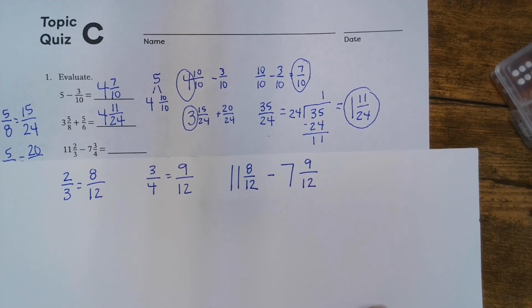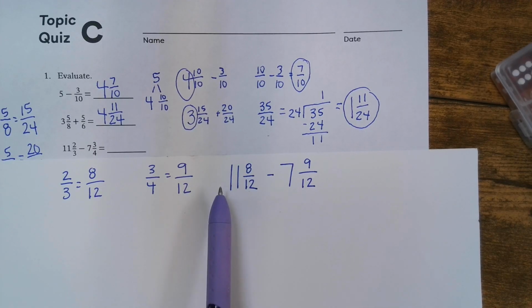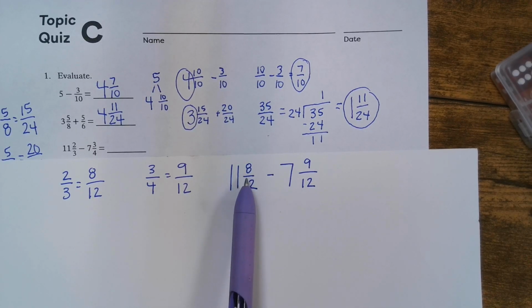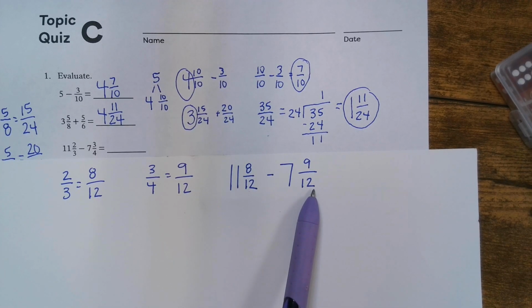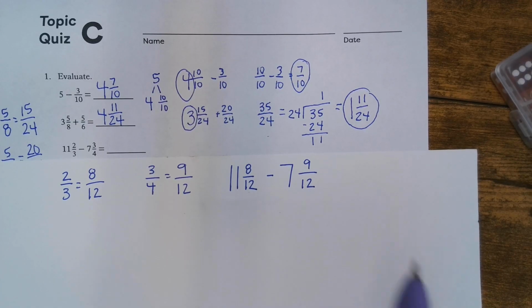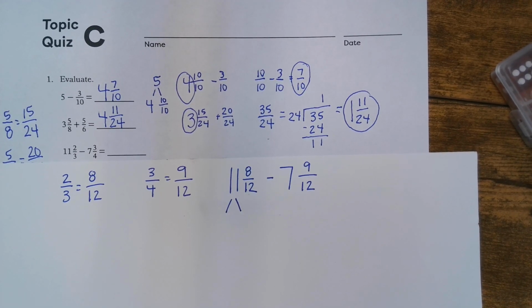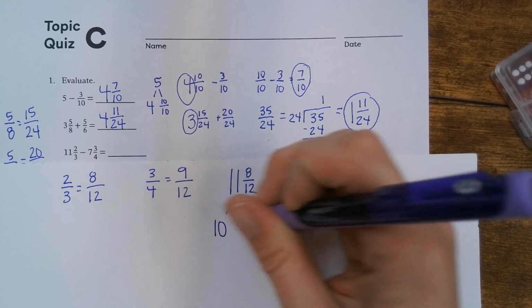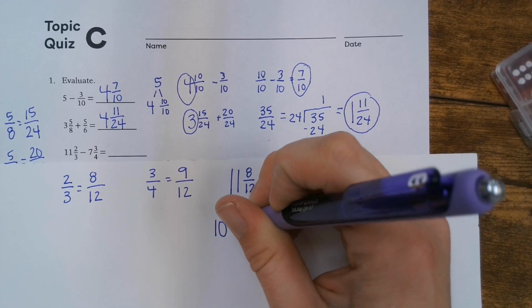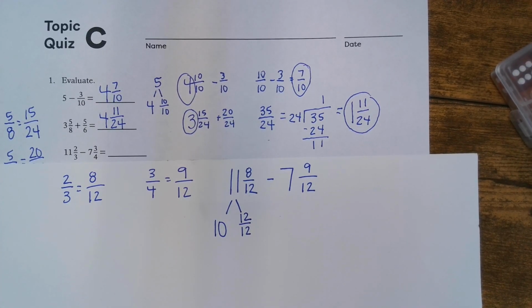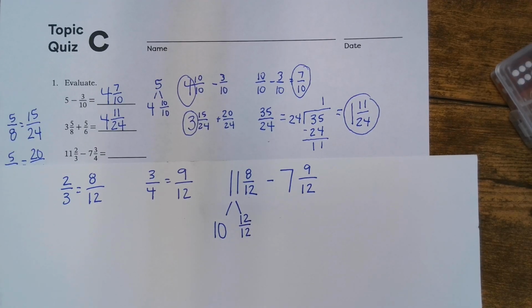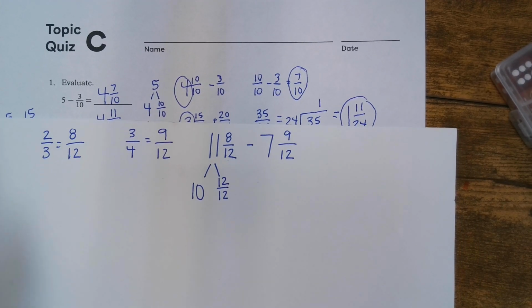and 9/12. Okay, so I want to do my fractions first, but I can't do 8/12 minus 9/12, which means I'm going to have to regroup. I'm going to need to rename something. So my 11, I can break down into 10 wholes and 12 12ths. So this is very similar to the first problem we did. We just have to do an extra step.